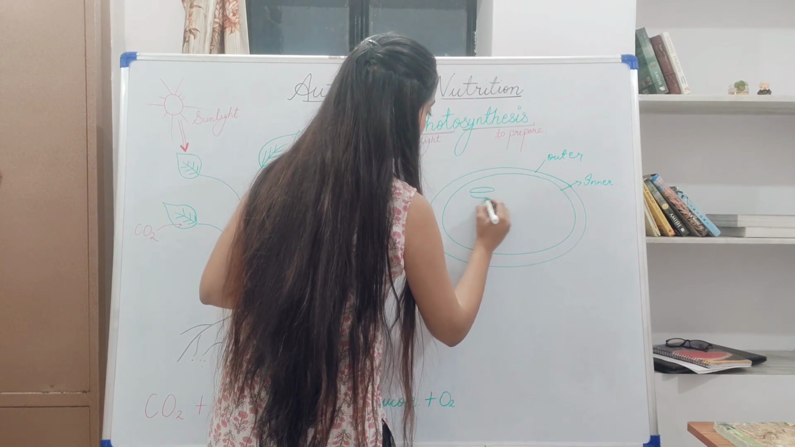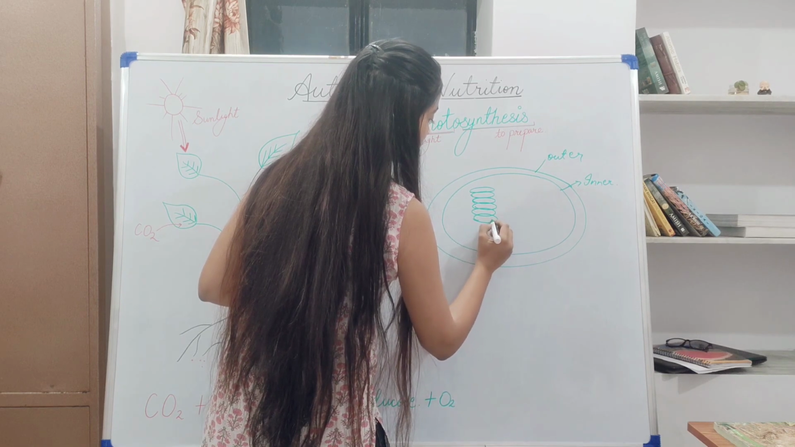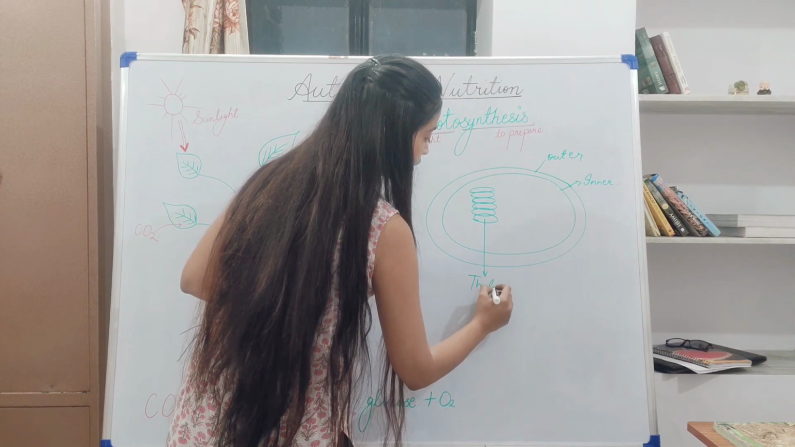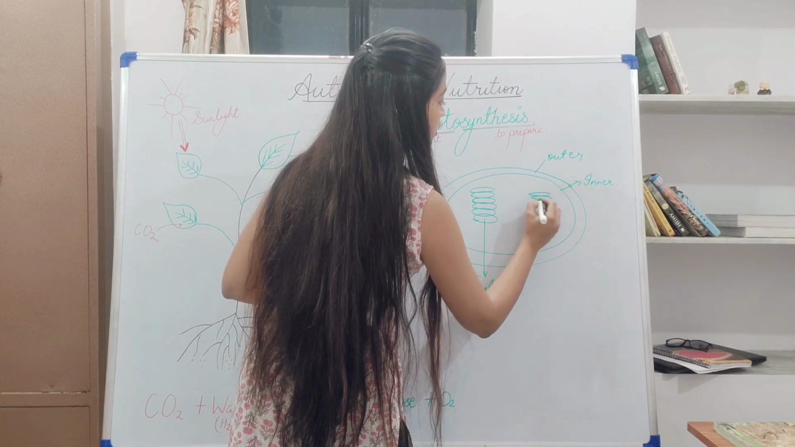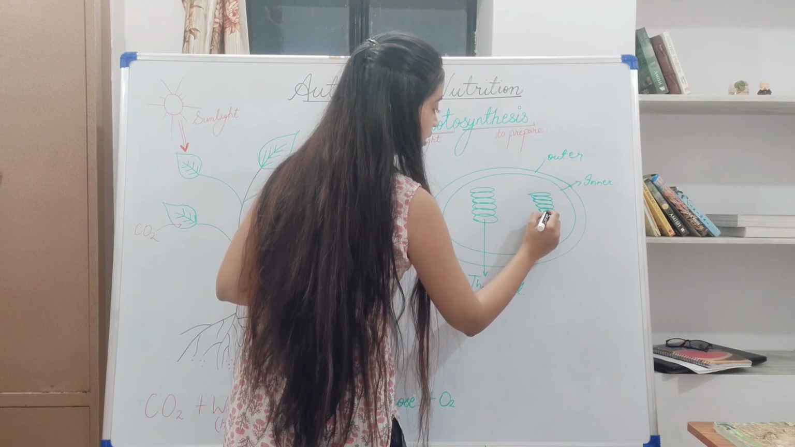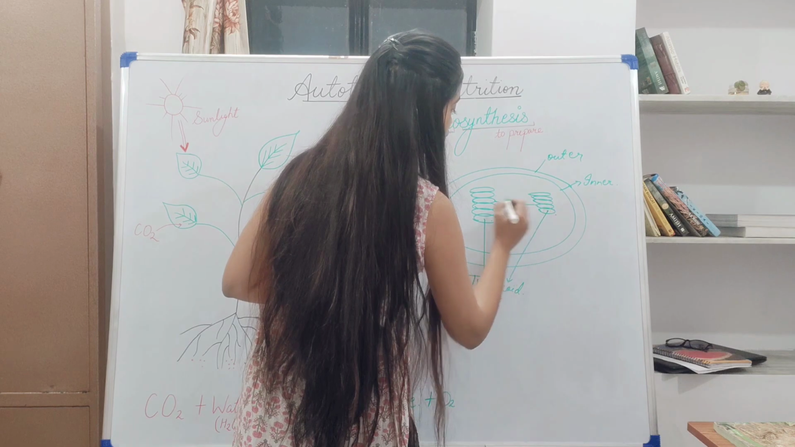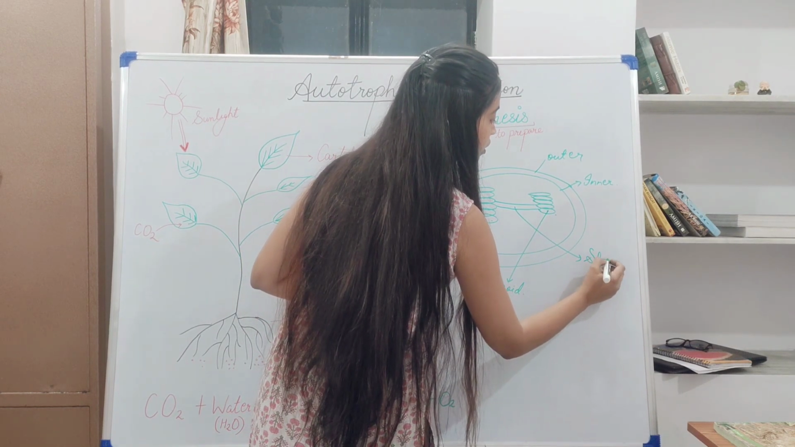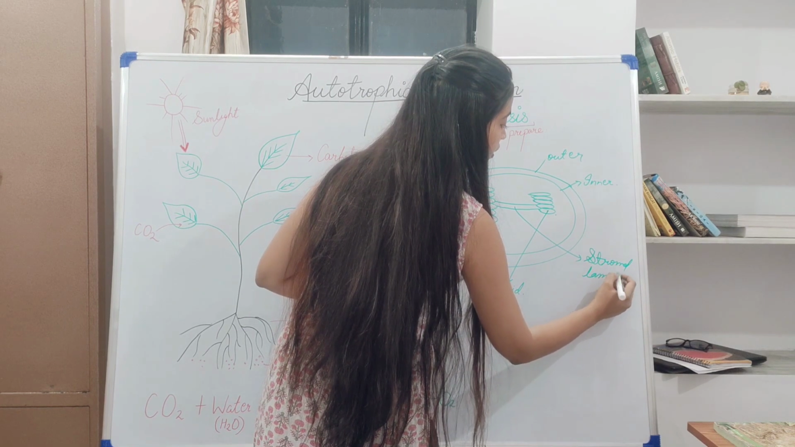So these are the grana and the single grana is called thylakoid. The group of thylakoid is called grana and one single grana is called thylakoid. The structure forming the bridge in between is called the stromal lamellae.